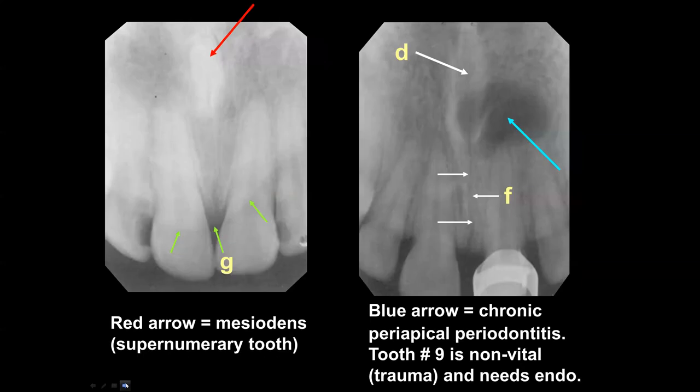Here, in the next slide, you can see the red arrow shows the mesiodens, which is inverted, and there is the presence of the soft tissue shadow indicated by the green arrows. And here in the second radiograph, you can see a periapical lesion associated with the central incisors along with the median palatal suture, that is seen as F. And D indicates the nasal septum.